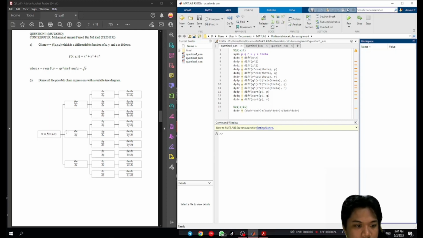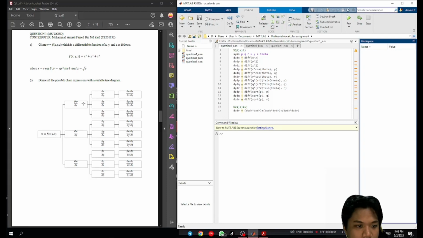So it's basically like this: differentiate w, dw over dx, dw over dy, dw over dz, and then we spread again: dx over dp, dx over dr, dx over dtheta, dy over dq, dy over dr, dy over dtheta, dz over dp, dz over dr, dz over dtheta, and then we just multiply this one and this.